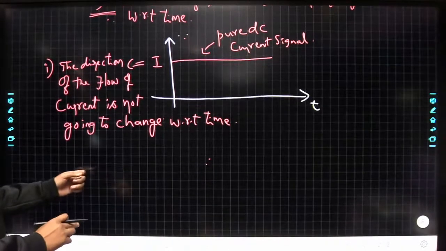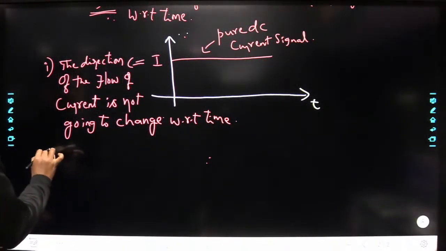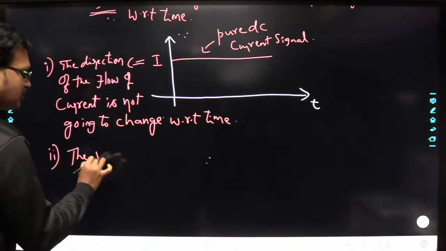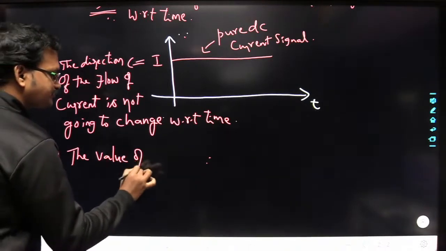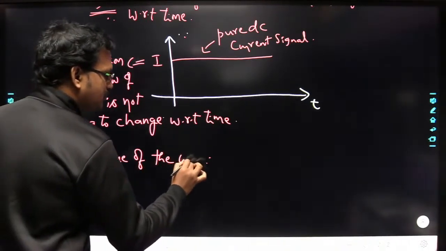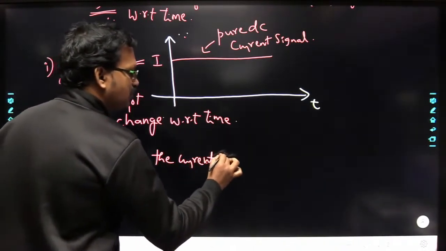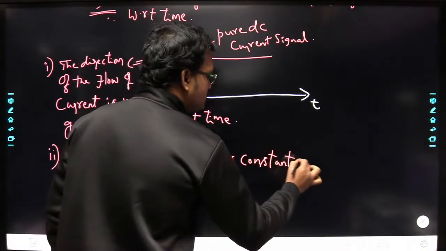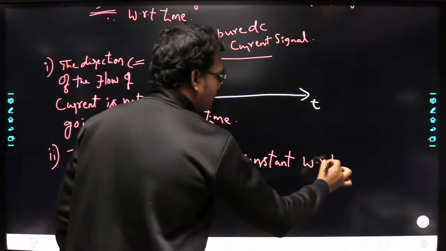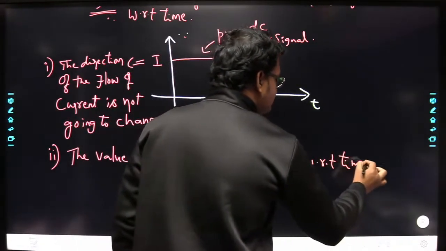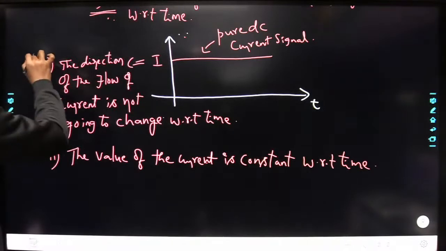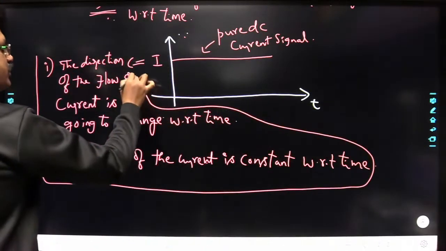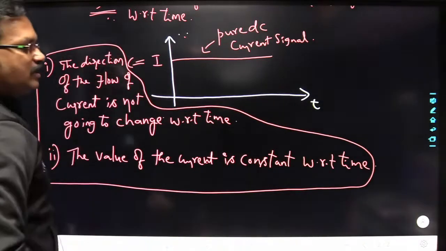Next, the second one. What is another property here? The value of the current signal is constant with respect to time. So if it satisfies these two conditions here, then we can call it a pure DC current signal.